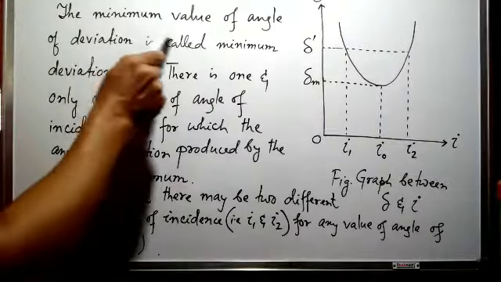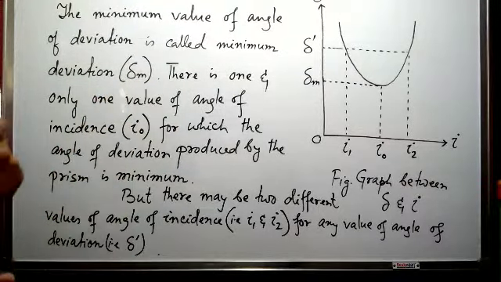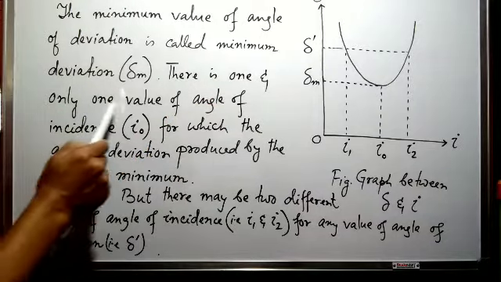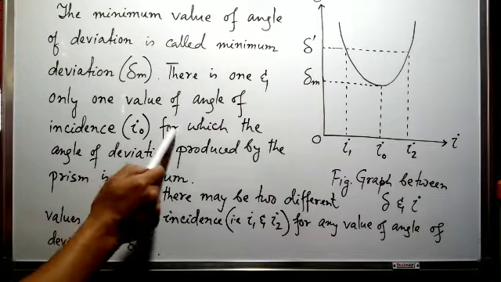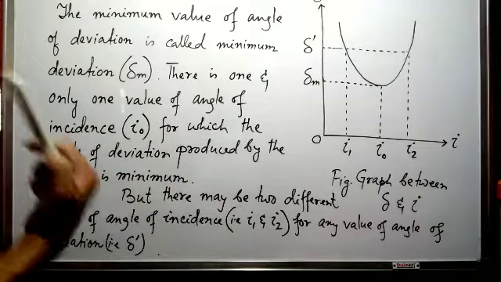So the minimum value of angle of deviation is called minimum deviation, denoted by delta m. There is one and only one value of angle of incidence, denoted by i naught, for which the angle of deviation produced by the prism is minimum.